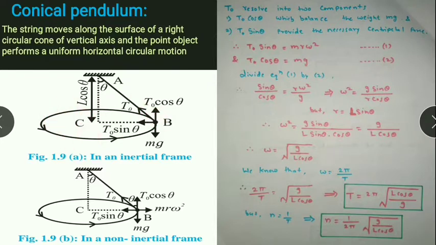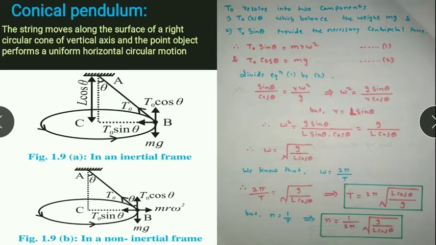Consider this figure. Consider point object at P. There are two forces acting on the point object. First, its weight mg in vertically downward direction, and second, tension T0. Tension T0 is resolved into two components, T0 sin theta and T0 cos theta. T0 cos theta balances weight mg and T0 sin theta provides the necessary centripetal force. Therefore, T0 sin theta is equal to m r omega square. Call it equation number 1.